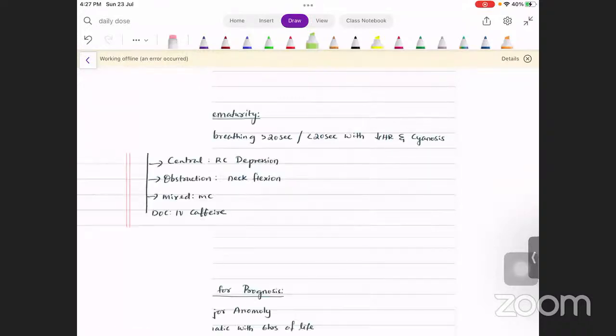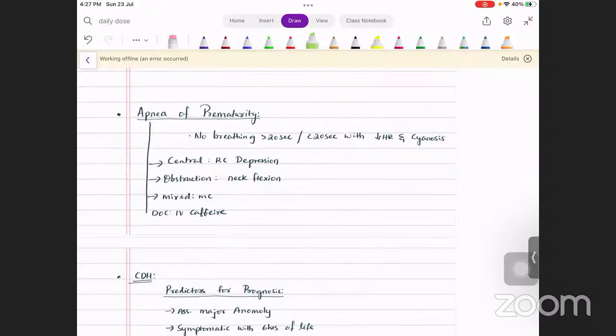In neonatal sepsis, the most common cause for early onset is pneumonia. For late onset, it is meningitis. The most common organism causing neonatal sepsis in India is Acinetobacter over Klebsiella. Apart from that, we are going to talk about apnea of prematurity.